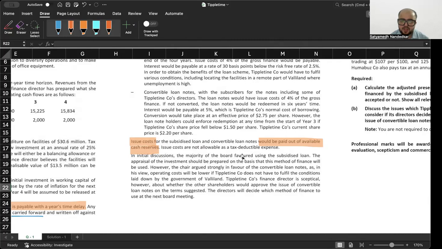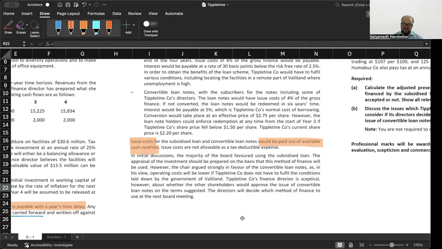In initial discussions, the majority of the board favored using the subsidized loan. The appraisal of the investment should be prepared on the basis that this method of finance will be used. However, the chair argued strongly in favor of convertible loan notes, as in his view, operating cost would be lower if Tippletine Company does not have to fulfill the conditions laid down by the government of Valiland.